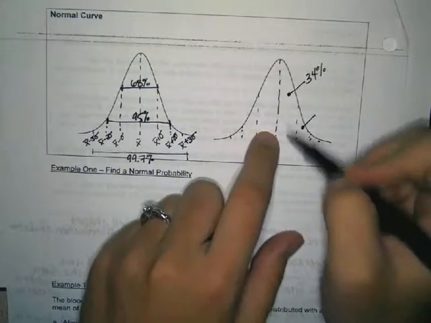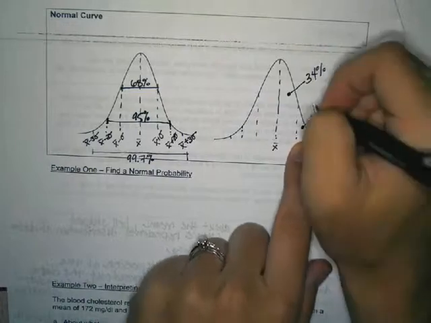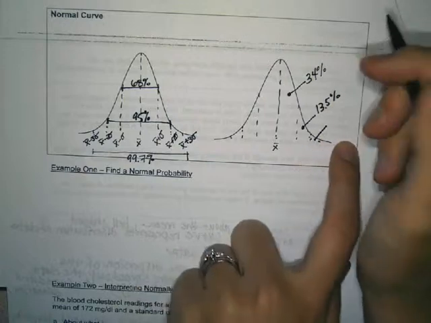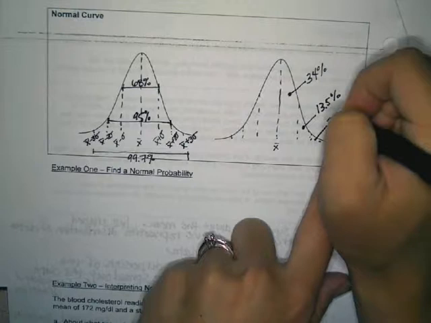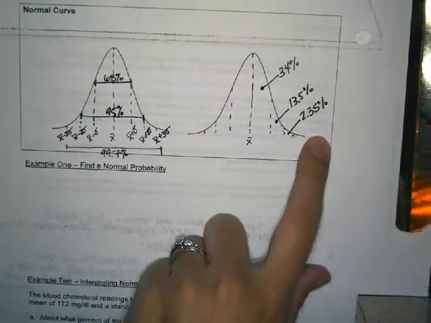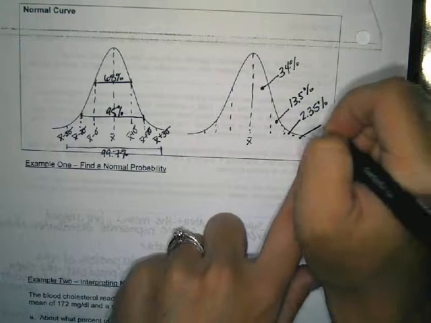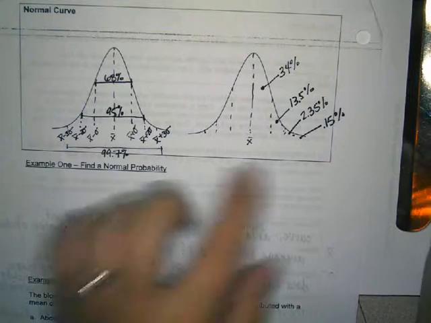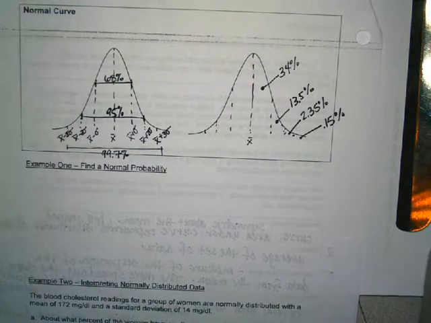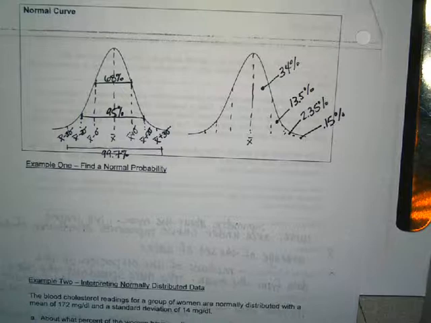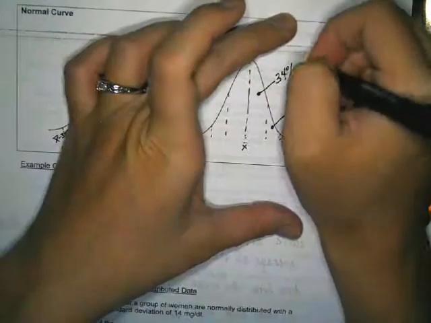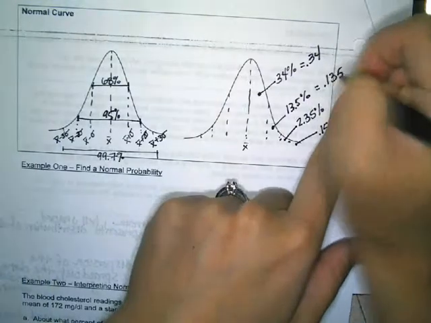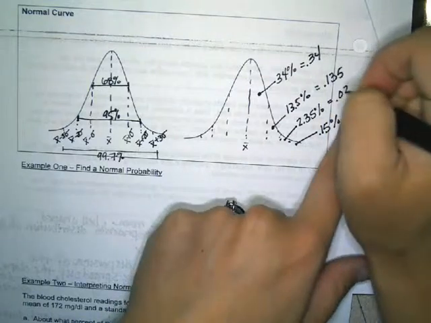So 34%, this is 13.5%. That's going to be 2.35%. And right here, 0.15%. So it tells you how much of your data actually is in each one of those divisions. Might be good for us to do this right now. I'm going to rewrite these as decimals because when we calculate using these percentages, we actually calculate using the decimals, because we have to convert it to decimals in order to multiply by anything.